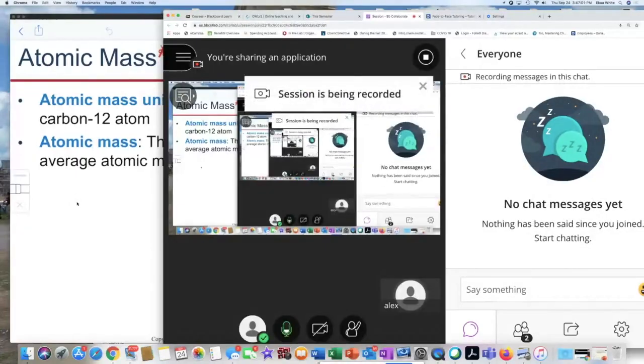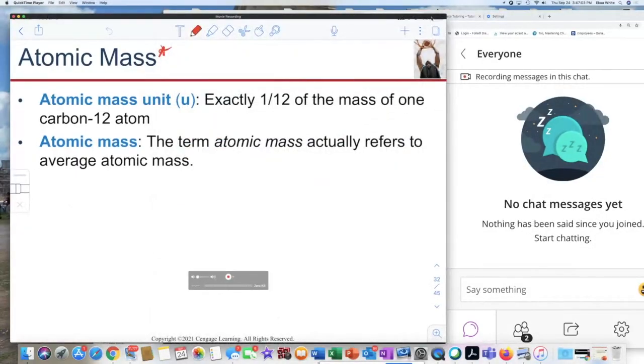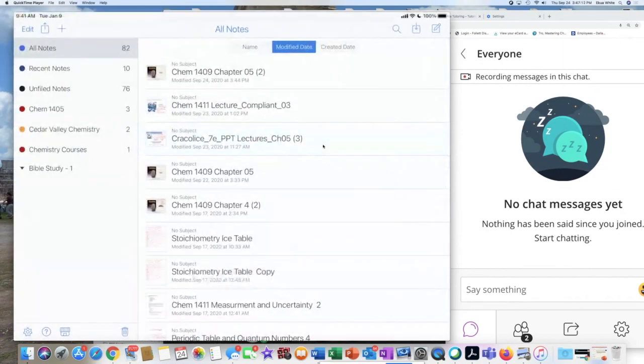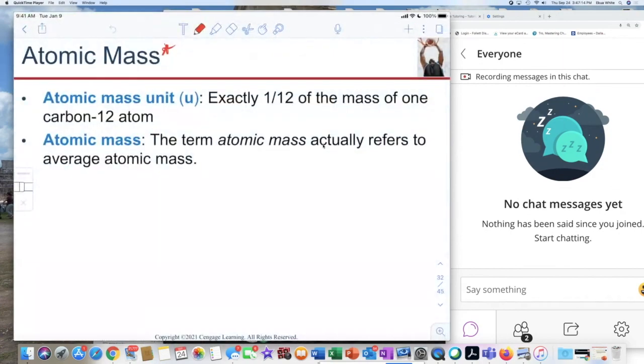I am working on the second half of this chapter. What chapter is it? Chapter five? Yeah, chapter five. I have so many other classes, like you can see so many other PowerPoints. So it's usually I just go from one class to another.